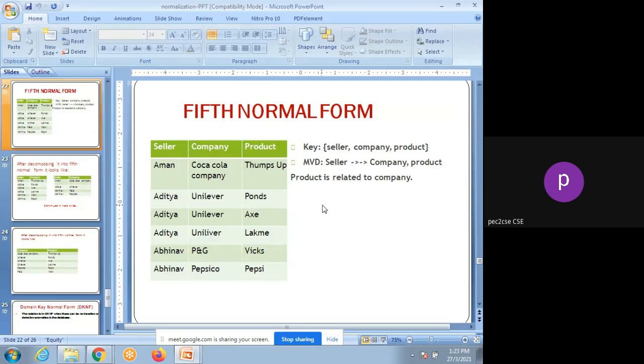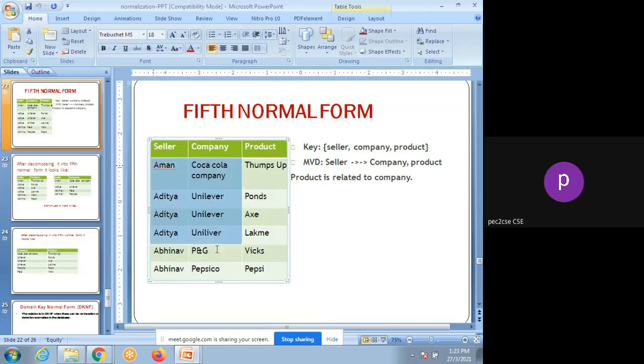That means whenever you do the join operation by using the candidate key, you should be able to get your original data. Here you see how many tuples there are: 1, 2, 3, 4, 5, 6. Six tuples. When I do the join operation, I should get only six tuples in this structure. I should not get more than this, and I should not lose any information when I do the rejoining. I should not get any extra records.